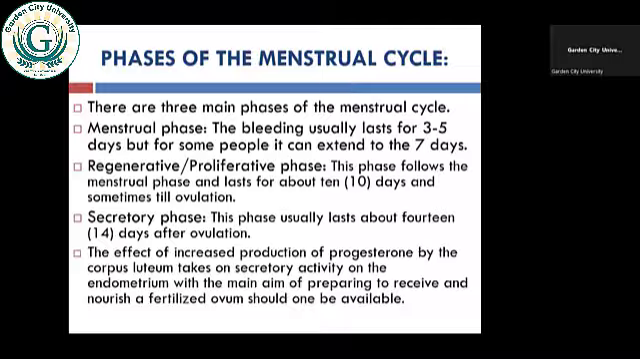We had done this in our diploma programs and in other courses. So this is just a reminder of the menstrual cycle, that there are 3 main phases, and that the menstrual phase, the bleeding, usually lasts between 3 to 5 days. But for some people, it can extend to 7 days. And then we have the regenerative or proliferative phase. And this phase follows the menstrual phase and lasts about 10 days, sometimes till ovulation.